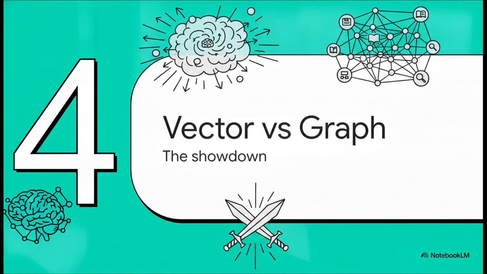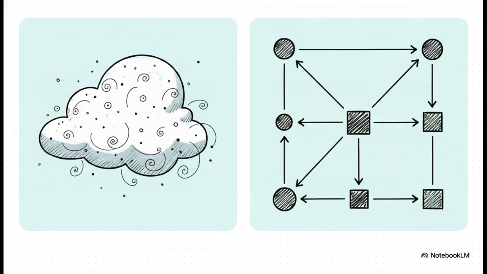Section 4. Vector versus graph comparison, the head-to-head showdown. We know what they both do now, so let's set up a direct feature-by-feature battle. Now, what's really interesting about this slide is the direct contrast in logic. On the left, vector RAG is all about dense embeddings and fuzzy matching. It's fantastic if you just want to search for the general vibe or theme of a document.